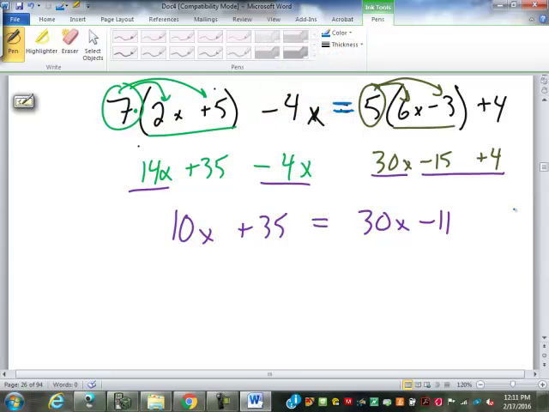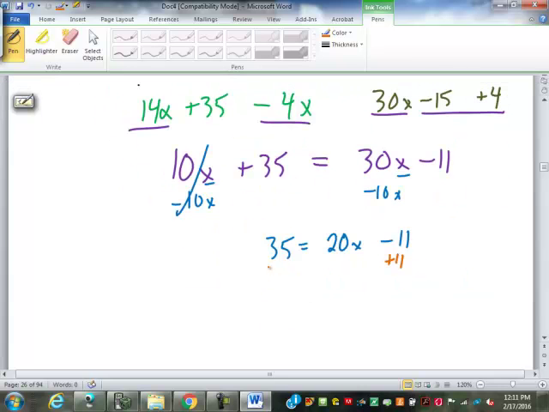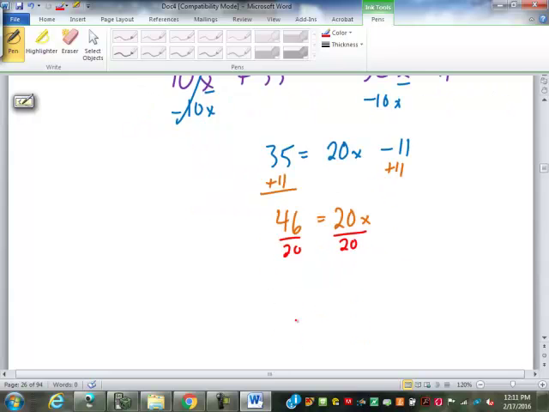Now we're going to solve the equation, but we still have an x on each side. So I'm going to get rid of the smaller one, the 10x, by subtracting 10x. 35 equals 30 minus 10 is 20x minus 11. And then we'll add the 11. 46 equals 20x, and divide by 20. So we get 2.3 equals x.